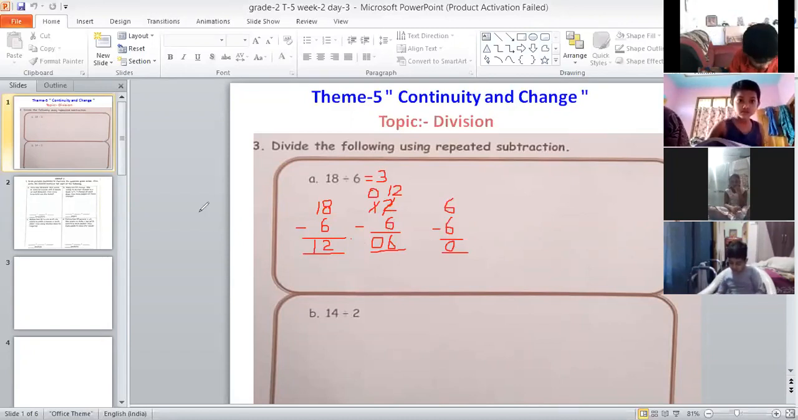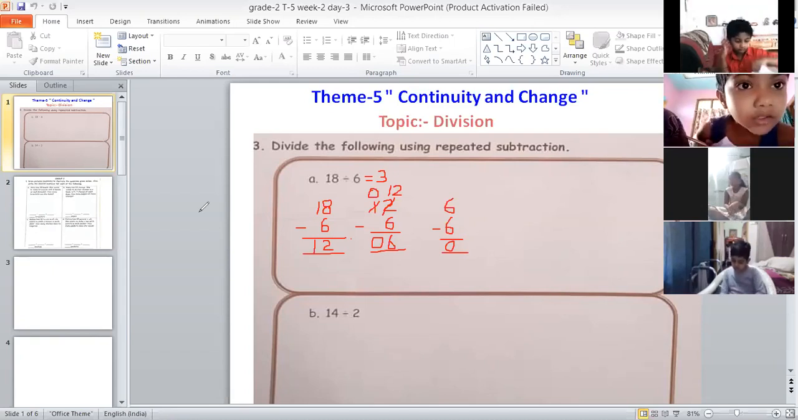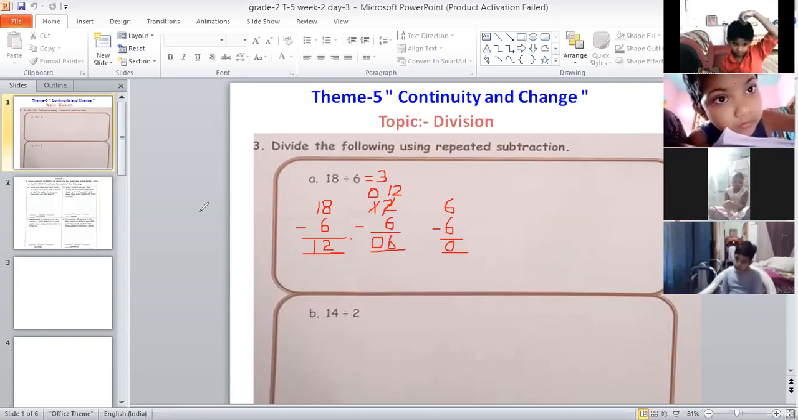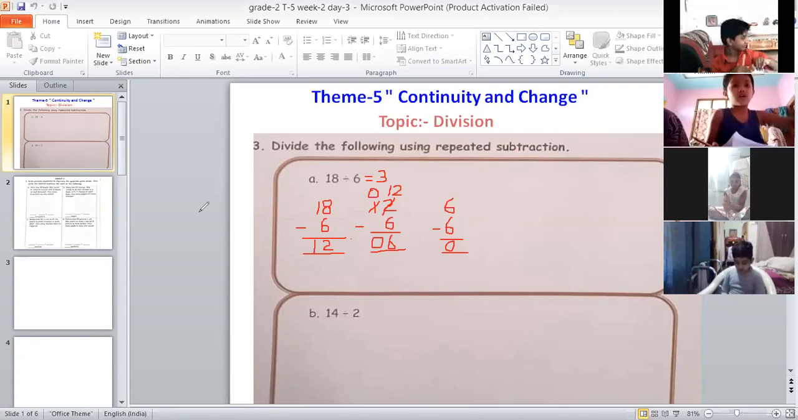Okay, Tanishka. Then middle multiplication 2 cross is there, ma'am. That's not multiplication. I have written there 1 and then I have cut that 1. Because we are taking borrow from there. Oh, okay, ma'am. Yeah.